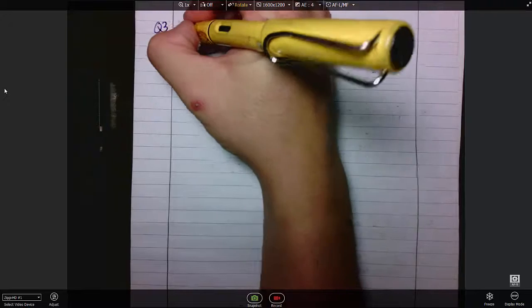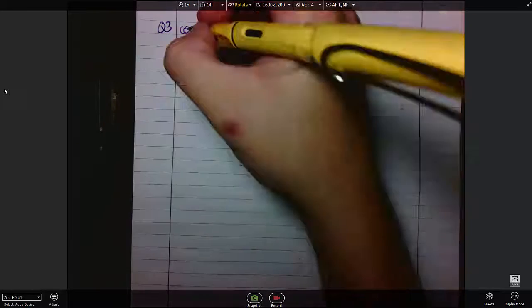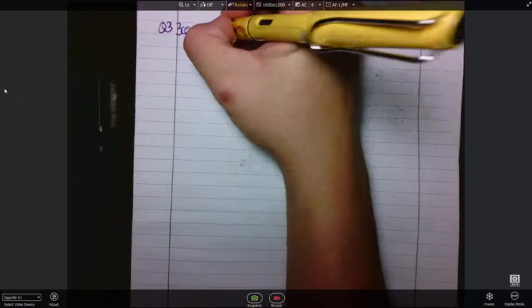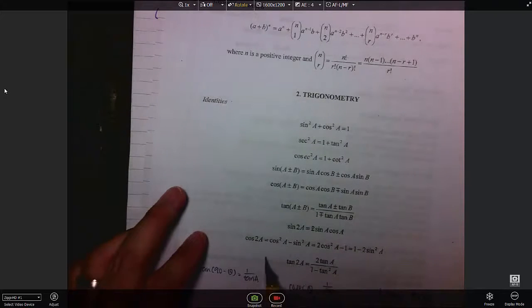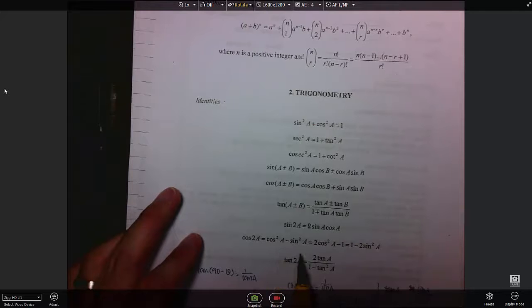Okay, now quickly we move on to question 3. Question 3 says solve the equation 3 cosine 2x is equal to cosine x minus 1. Straight away I look again at the formula sheet. Cosine 2a can either be cosine squared a minus sine squared a, or 2 cosine squared a minus 1, or 1 minus 2 sine squared a.